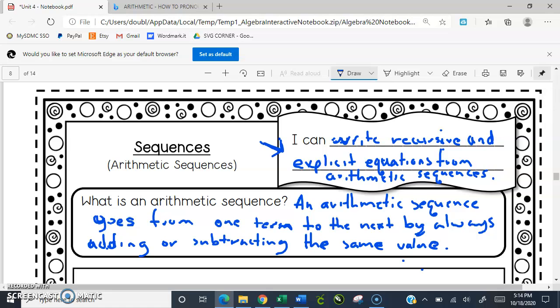So let's get right into it. What is an arithmetic sequence? An arithmetic sequence goes from one term to the next by always adding or subtracting the same value. It has to be the same number value. If you're adding 5 every time, you have to add 5. If you're subtracting 7 every time, you have to subtract 7.